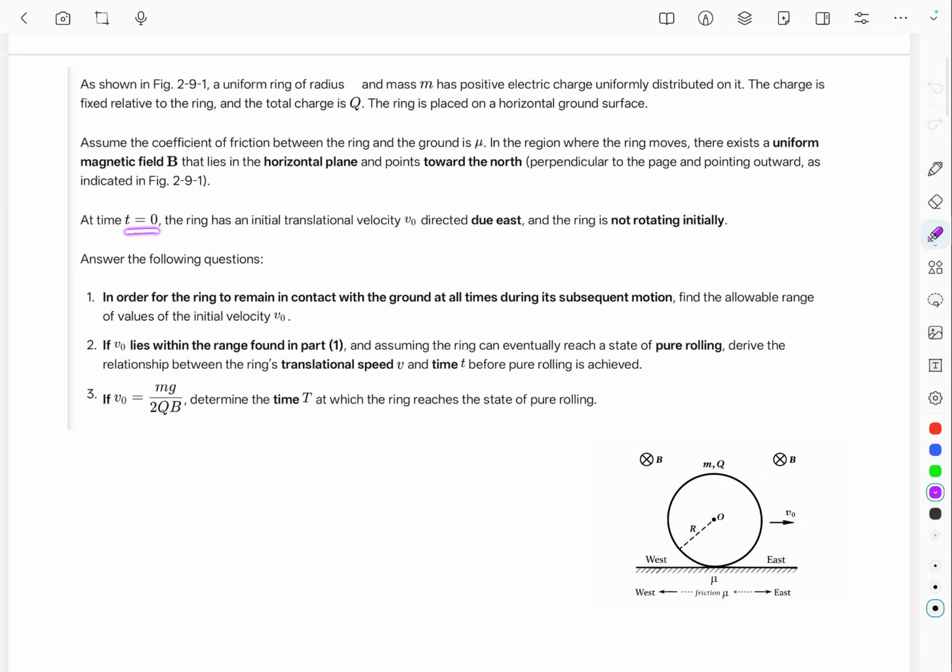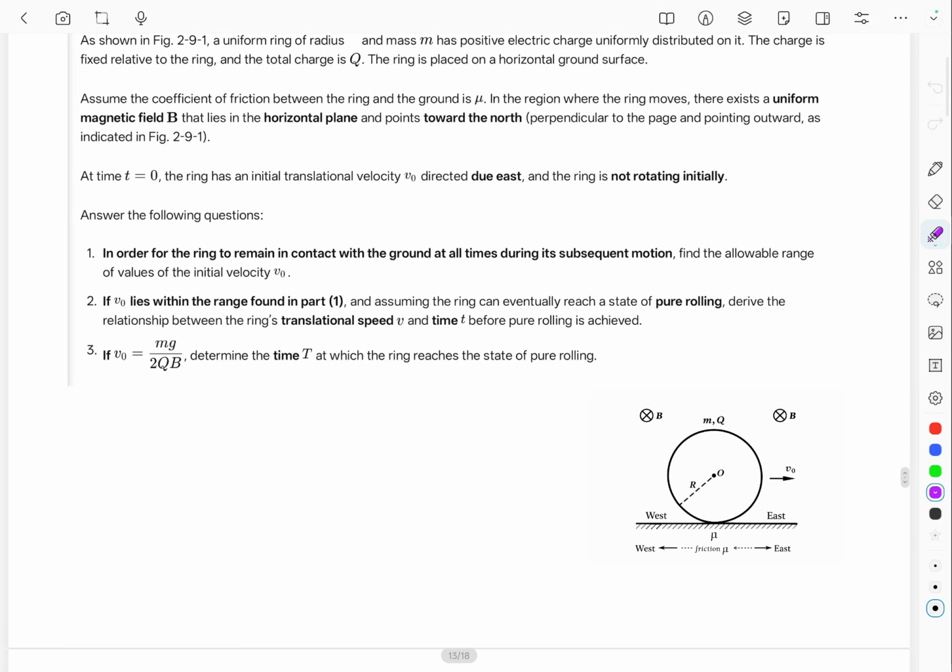At time t equal to 0, the ring has an initial translational velocity of v0 directed towards the east, and the ring is not rotating. The first question is: in order for the ring to remain in contact with the ground during its subsequent motion, find the allowable range of the initial velocity v0. What should v0 be so that the ring does not leave contact with the ground?